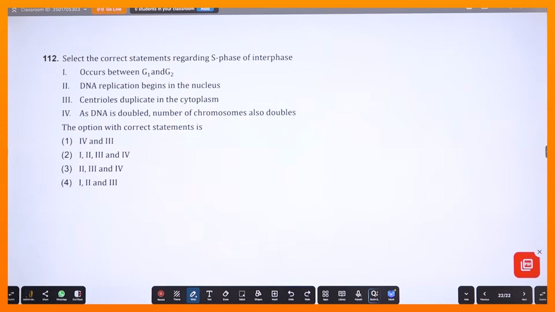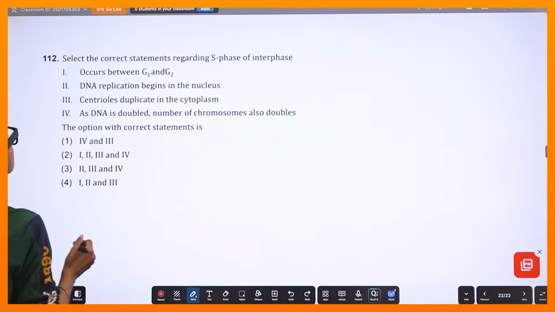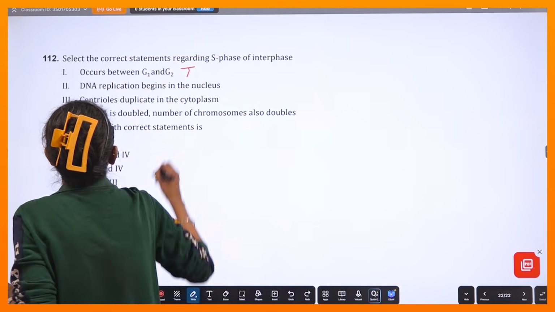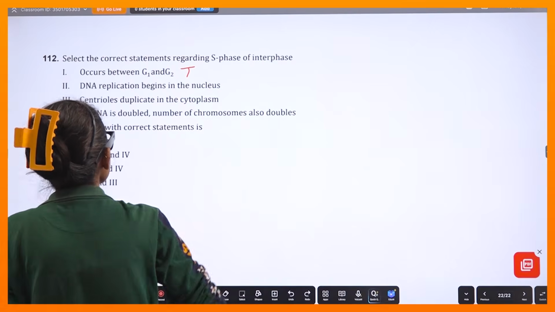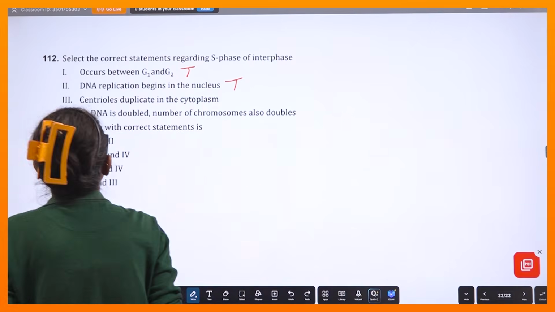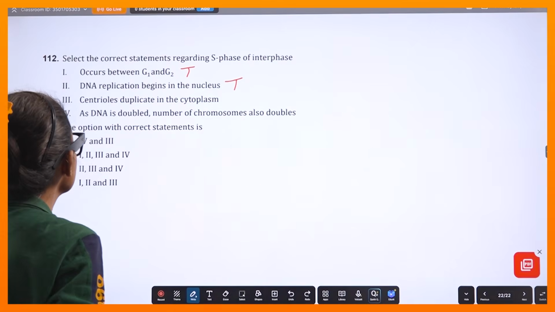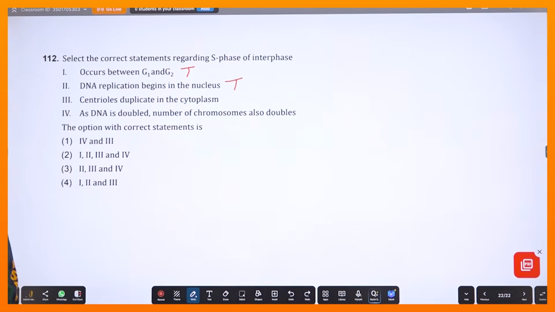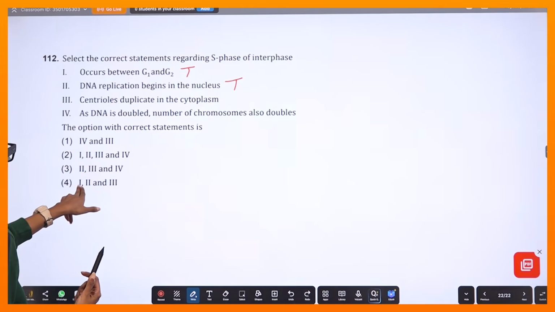Select the correct statements regarding S phase of interphase. S, where DNA replication will take place. Okay, so S phase occurs between G1 and G2, correct. DNA replication begins in the nucleus, true. Centrioles duplicate in the cytoplasm, true. Okay, so option 1 and 2 correct. Which option are we close with? We are close with this.